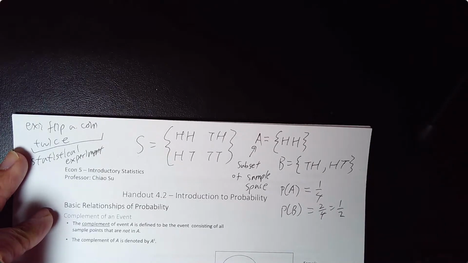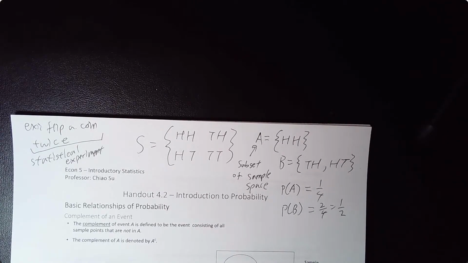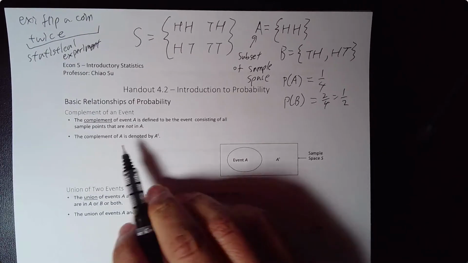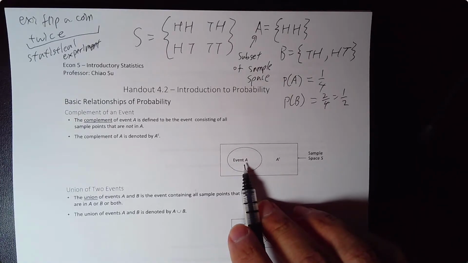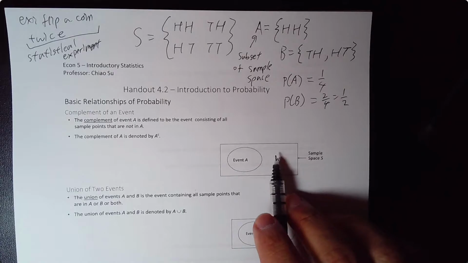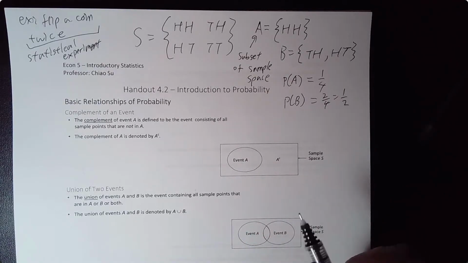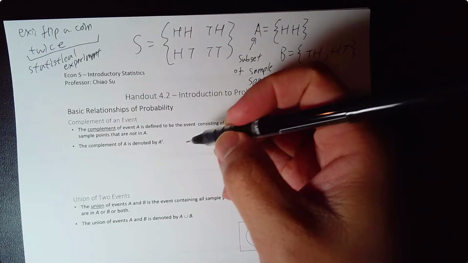Okay, now we have events, and we have different definitions and relationships that we want to be able to talk about. So that's what this part is going to be. First, complement. What is a complement? Here's a good visual. You have a sample space, so that's everything. Event A complement is just a quick way of describing all the points that are not in A. So let's roll, pun intended, with this example for the rest of the handout.